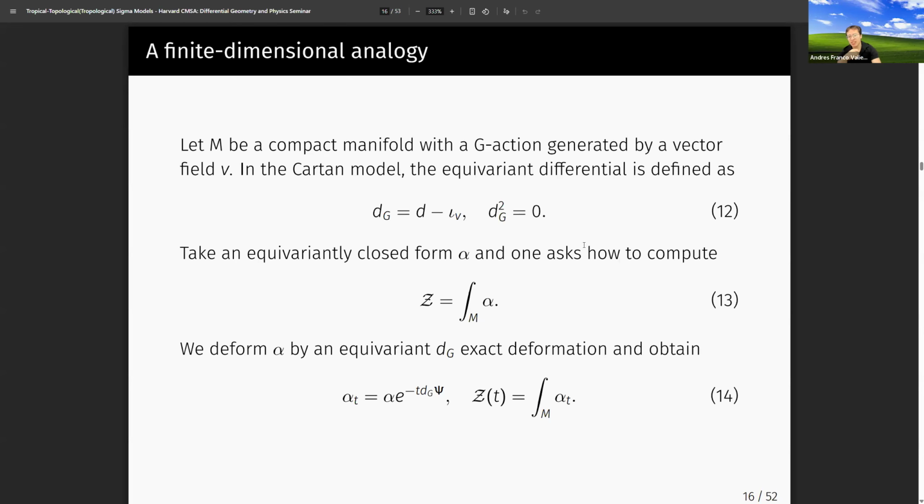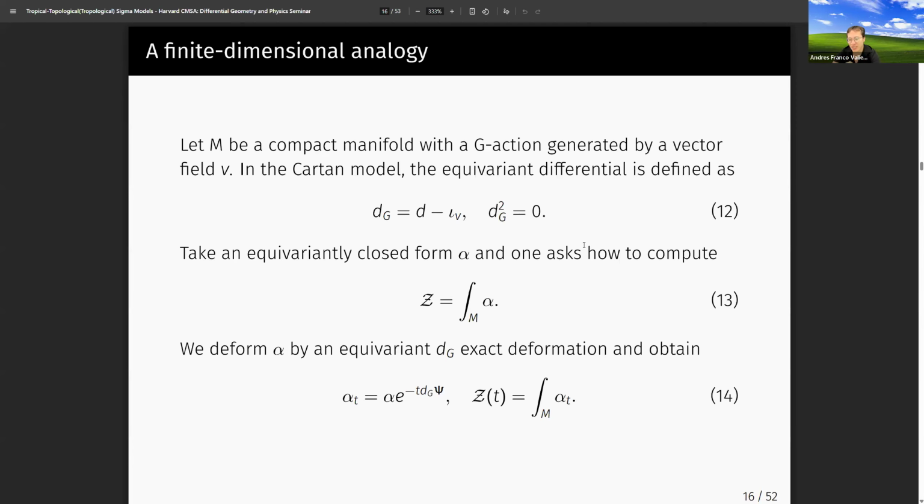The equivariant differential is defined by the exterior derivative shifted by minus an interior product along the vector field that generates the G action. The important thing is that this equivariant differential is nilpotent, so it lets you define new equivariant cohomologies. In terms of calculation, you can take an equivariantly closed form, in other words, closed under the G equivariant differential, and ask how to compute this integral. You can deform it by an equivariant exact deformation. Here I'm multiplying by the exponential of some term that is d_G exact.